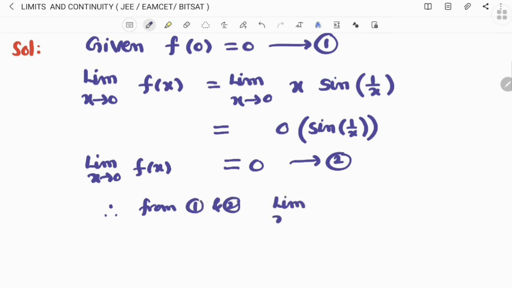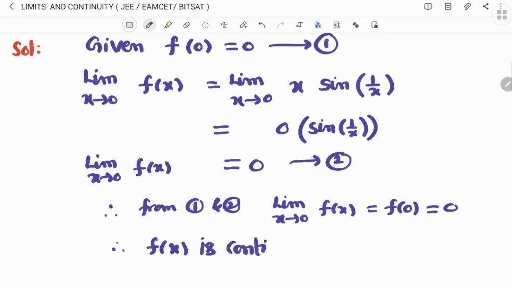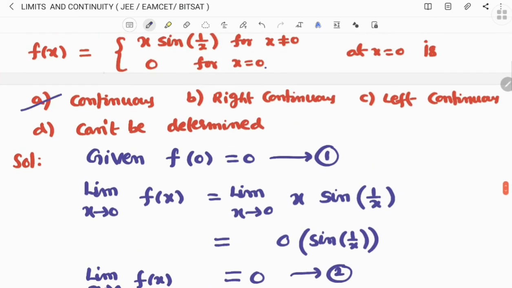Limit x tends to 0 of f of x is equal to f of 0, that is also equal to 0. Therefore, f of x is continuous at x equal to 0. So the option is continuous.